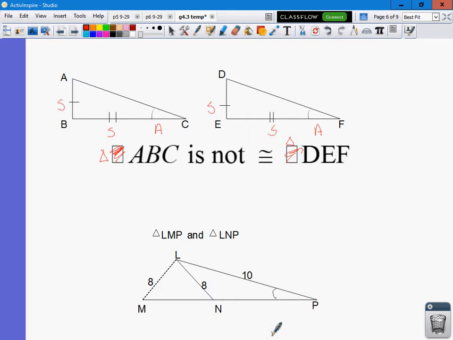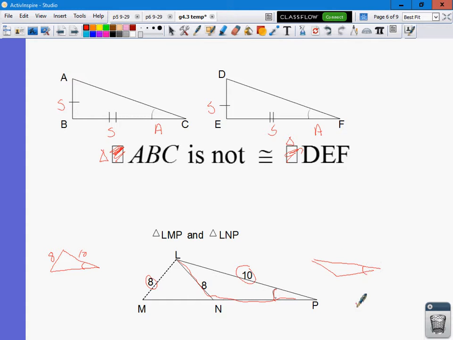I'm trying to figure out what they did down here. Triangle L, M, P. Oh, this is just an example of it. Take a look. Triangle LMP. You'll notice it goes 10. It has this angle. And it has 8. If I separated it out, it would look like this. 10, 8, and this angle. And then LNP would be this triangle. And it would look like this.